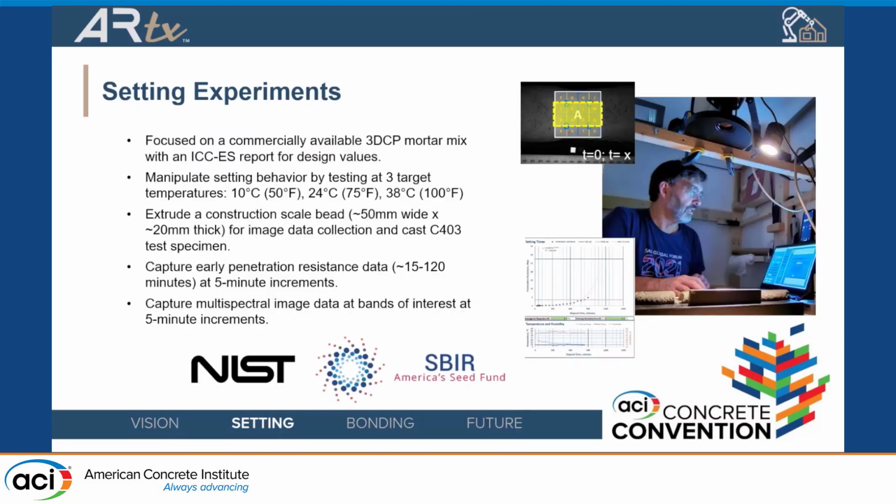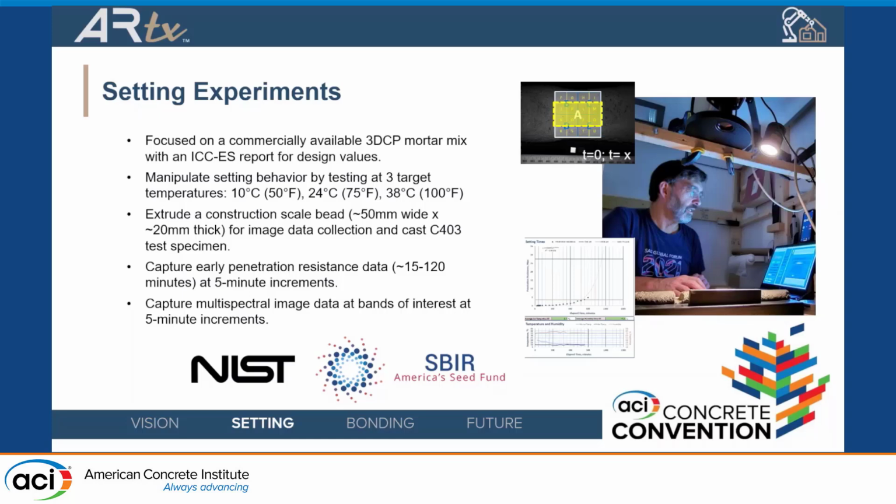All right, so we did a few setting experiments as part of a NIST SBIR Phase 1 project. Here on the right, you could see we're collecting some image data in our temperature chamber. The field of view of the camera there is shown in the top left, top center. And you can see there's this overlay there with these subregions. And what we found is that the behavior of the edges of this bead, where there's more surface area able to evaporate and interact with the ambient temperature, we get slightly different behaviors than the center of the bead, which is a little bit more protected.